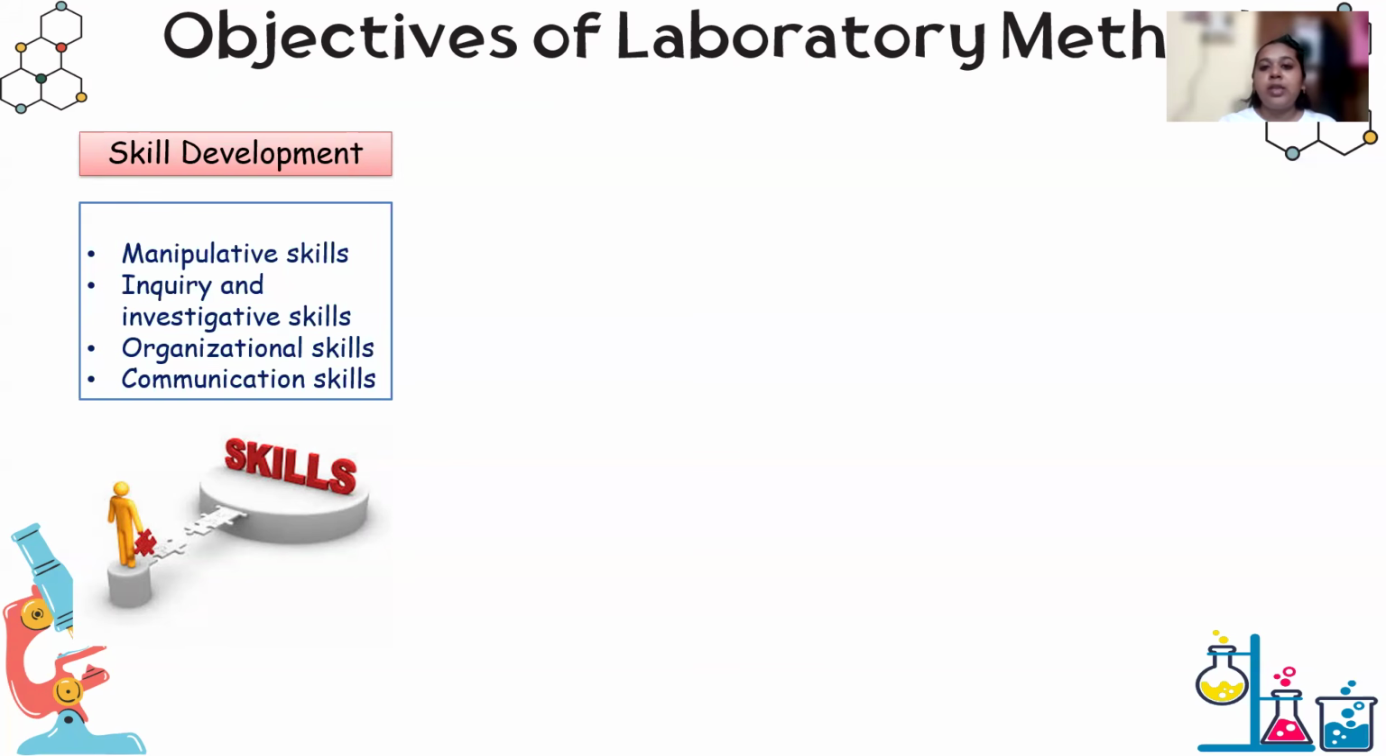Next are the organizational skills. In the laboratory method, we know that if an experiment has to be done, it has to be in a proper order or in proper steps. That is where they also learn organizational skills and communication skills, where they interact with the teachers or the peers around them, so as to clear their doubts.